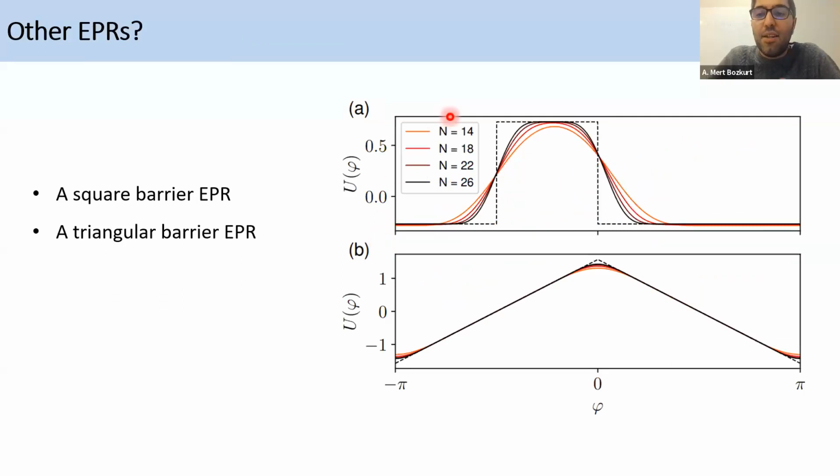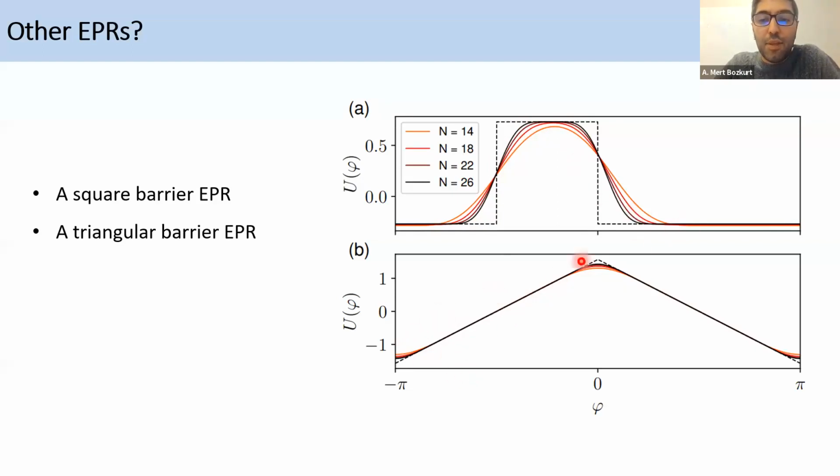As I said, the tunnel junction array can actually produce any kind of target energy phase relationship. Here, for example, I'm depicting two different energy phase relationships. The one above is a square barrier-like energy phase relationship, and the one here is a triangular barrier-like one. As you can see, because the square one has very sharp features, you require a lot of arms to match these sharp features, but it gets increasingly better for an increasing number of arms.